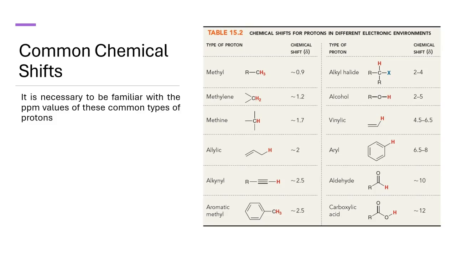Common chemical shifts. It is necessary to be familiar with the ppm values of these common types of protons. Earlier we talked about methyl, methylene, and methine protons, but you should also be familiar with allylic, alkenyl, aromatic, alkyl halide, alcohol, vinylic, aryl, aldehyde, and carboxylic acids.